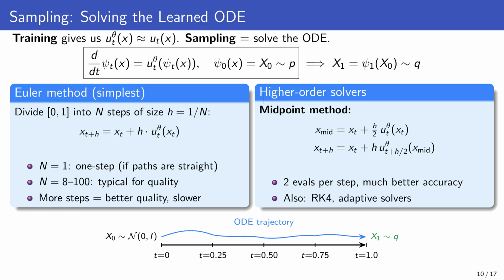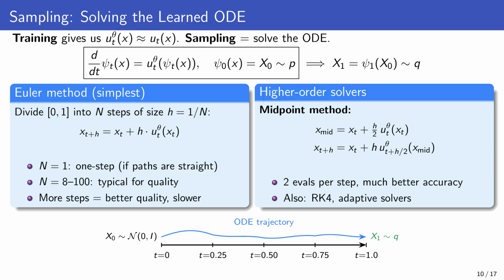The simplest solver is the Euler method, which we covered in Lecture 2. Divide the time interval into n steps of size h equals 1 over n. At each step, evaluate the network to get the velocity, then take a step in that direction. The more steps you take, the more accurate the solution, but the slower the generation.